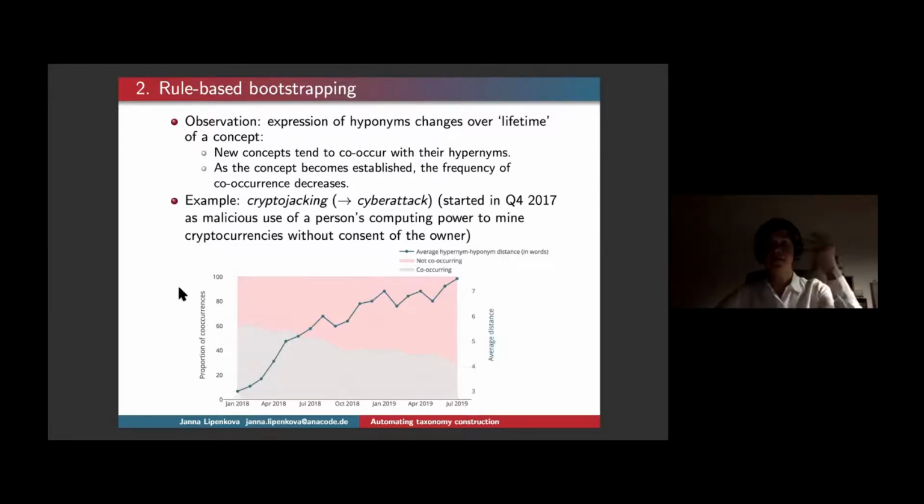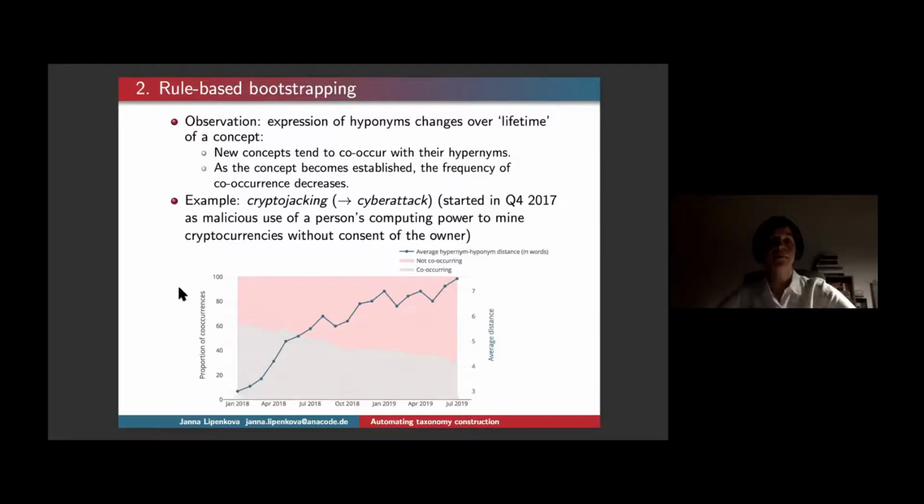Yeah, but already you see that it's very natural to say cryptojacking is a kind of cyber attack. That's what you would normally say or write when you assume that your conversation partner doesn't know the term.